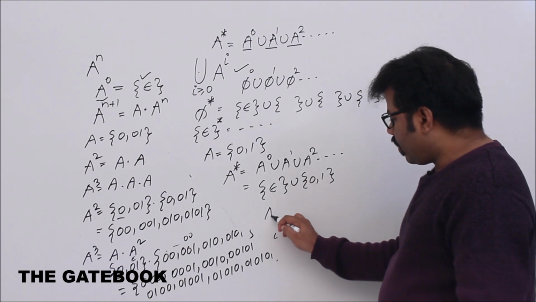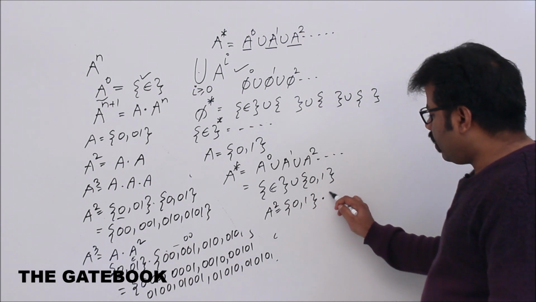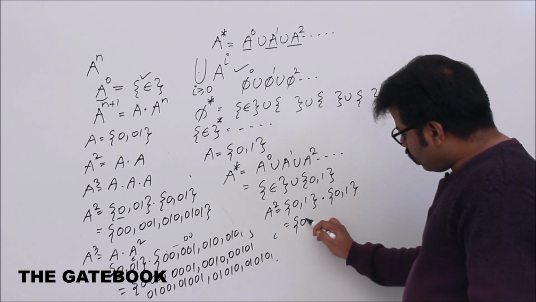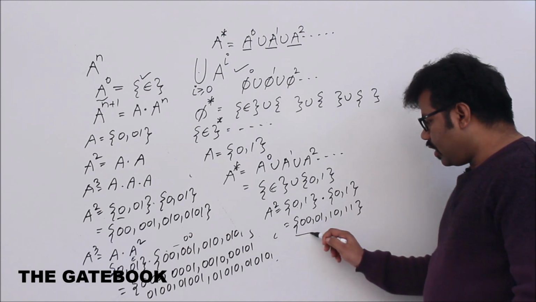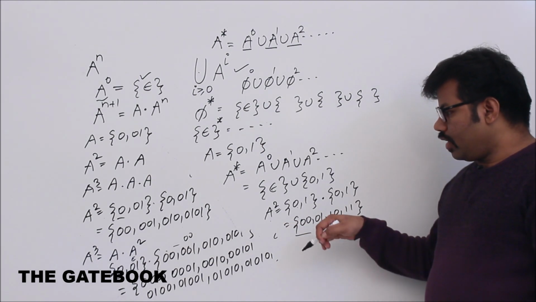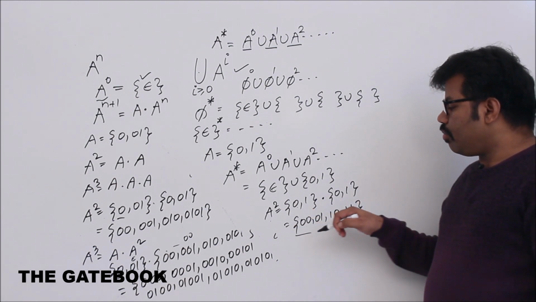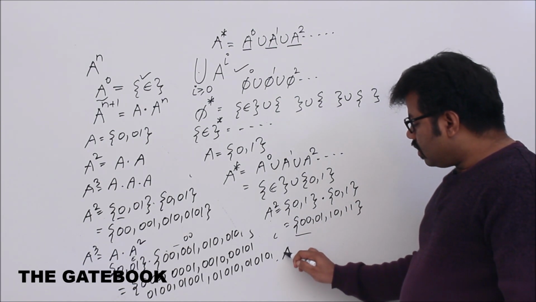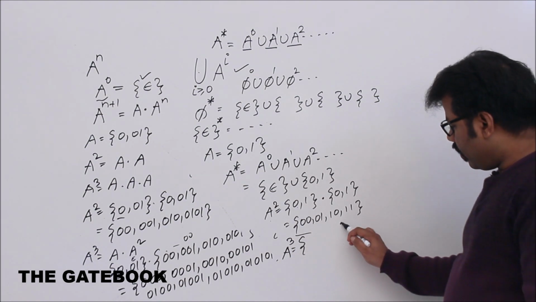Let's calculate A squared. Many times we have already calculated this, {0, 1} dot {0, 1}, and you get 00, 01, 10, 11. One small observation is that A squared contains all possible strings of length 2 made of 0 and 1, correct? Yes. So my claim is, if you do A cube, then you get all possible strings of length 3. Why? I will tell you.